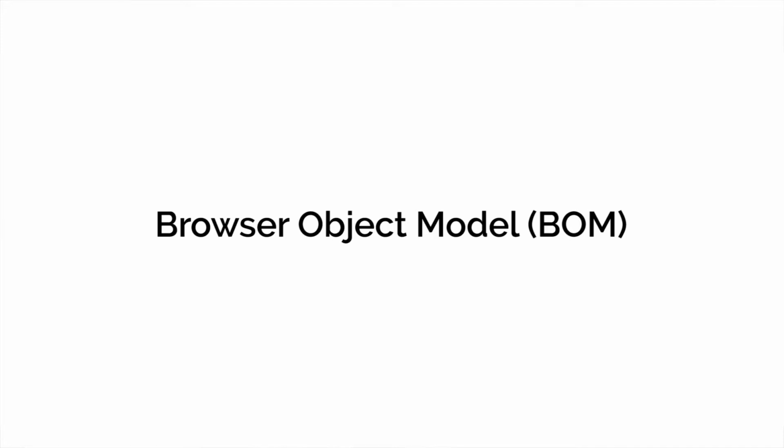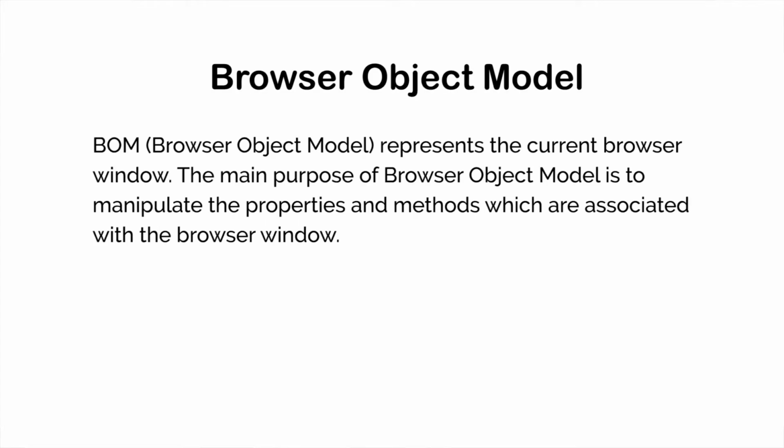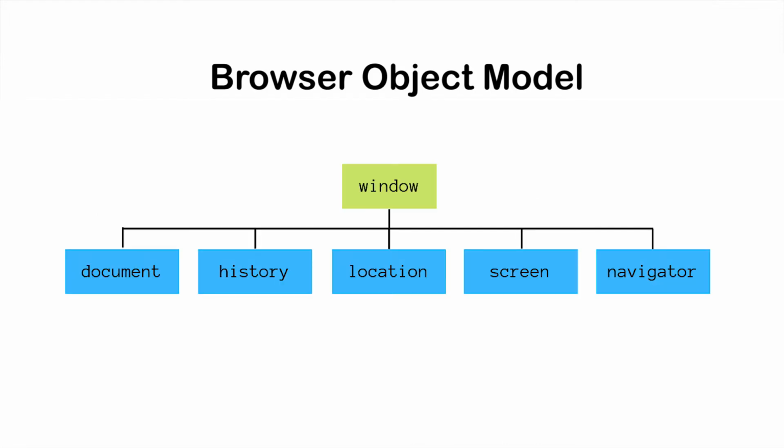In this video, we will learn about the browser object model. The browser object model represents the current browser window. The main purpose of the browser object model is to manipulate the properties and methods which are associated with the browser window. These are the main objects which are available inside the window object.